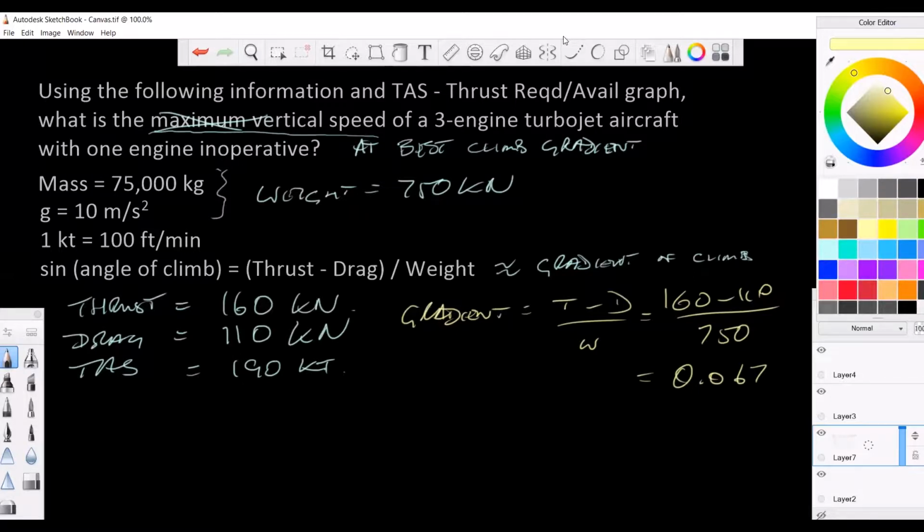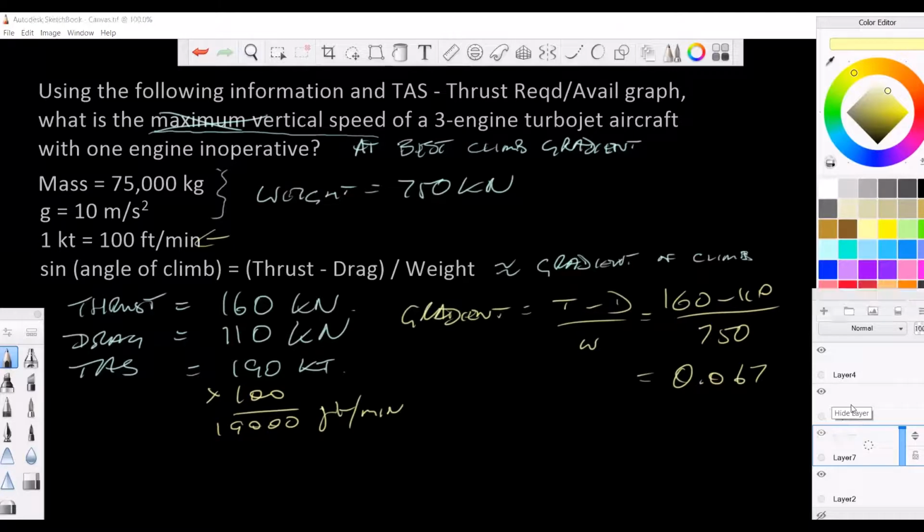Okay. And for that, first off, we need to convert TAS into feet per minute. Actually the order doesn't matter, but what we'll do is convert TAS into feet per minute, and we're given the conversion here. So I'll take 190 and just multiply it by 100, and that gives us 19,000 feet per minute as my TAS in feet per minute. And all we then need to do is multiply that by the gradient to find the rate of climb. That's the answer to the question.